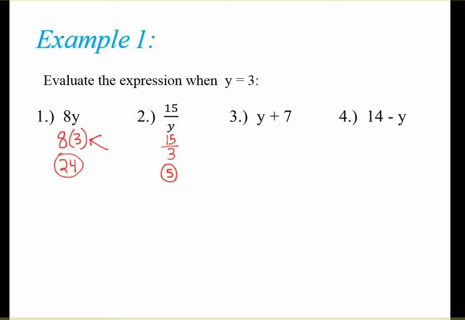All right, y plus 7 we would rewrite as 3 plus 7, and that is going to be 10. Once again, you don't need the parentheses because they are protected by the plus sign. It kind of separates the 2. But if you wrote the parentheses, I have no problem with that. It's kind of safe to write those parentheses if you're not sure. Here we have 14 minus 3, which is 11. So nothing too tough there.